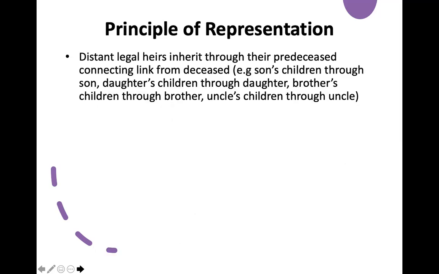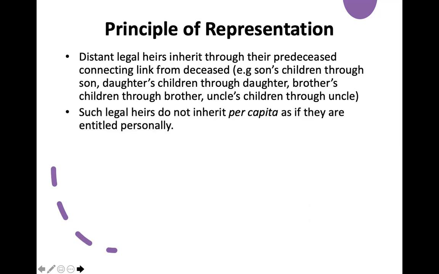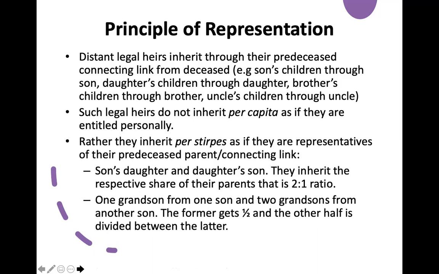Principle of representation. Distant legal heirs inherit through their pre-deceased connecting link from deceased. Son's children through son, daughter's children through daughter, brother's children through brother, uncle's children through uncle. How does this work? Such legal heirs do not inherit per capita in their own right, as if they are entitled personally. Rather, they take the share of their parents through whom they are inheriting. They inherit what is called per stirpes, as if they are representatives of their pre-deceased parent or connecting link.